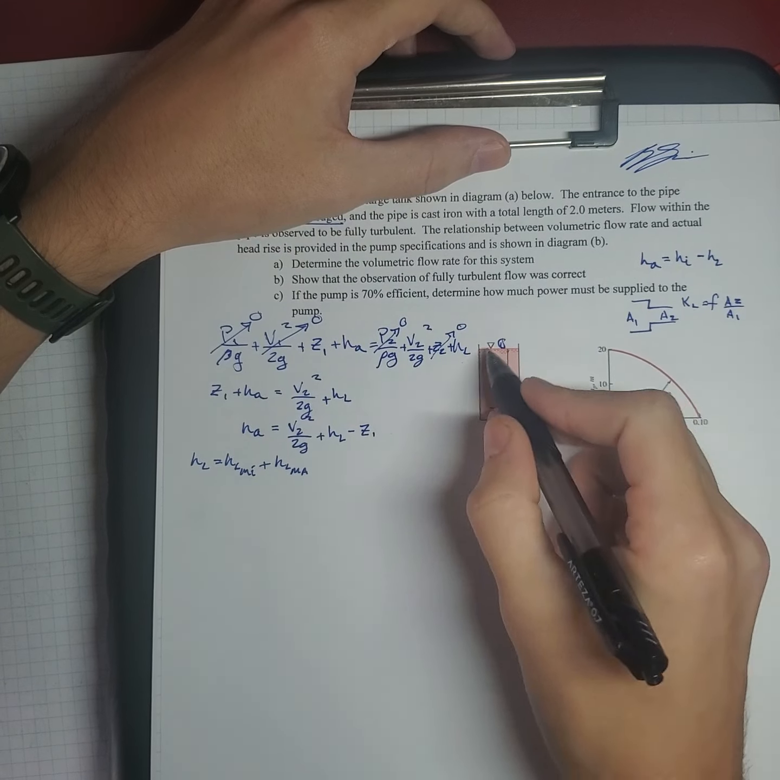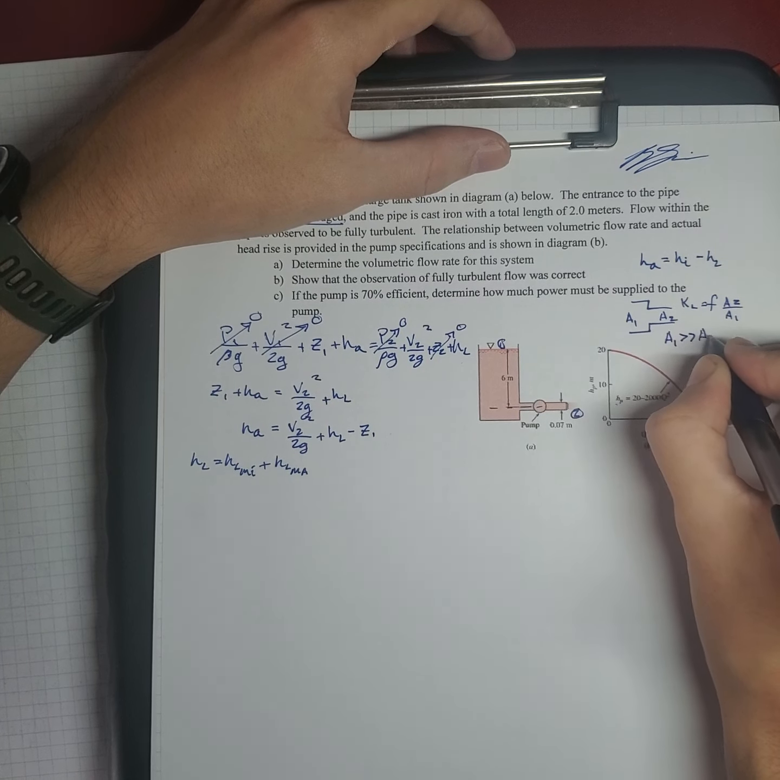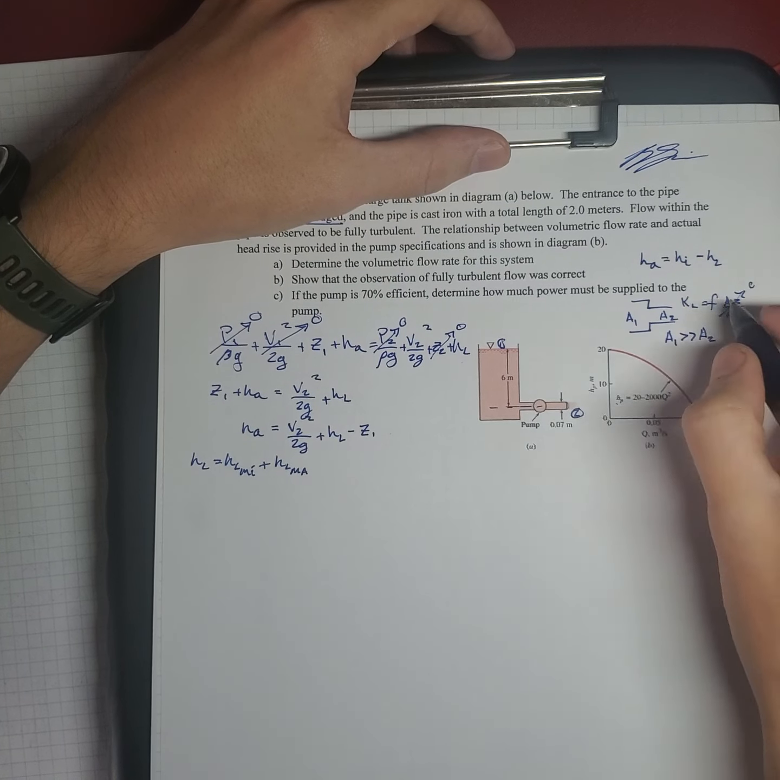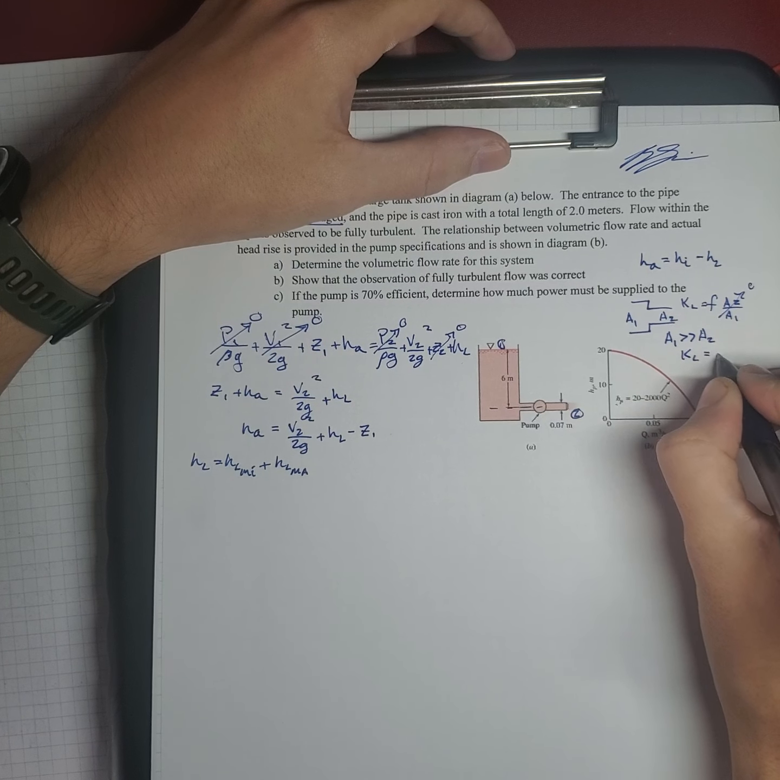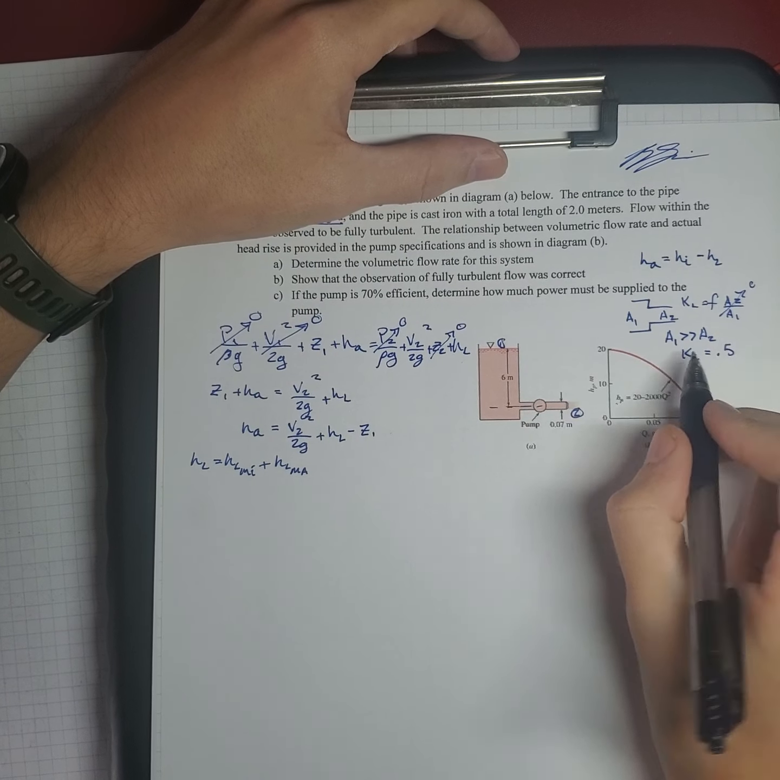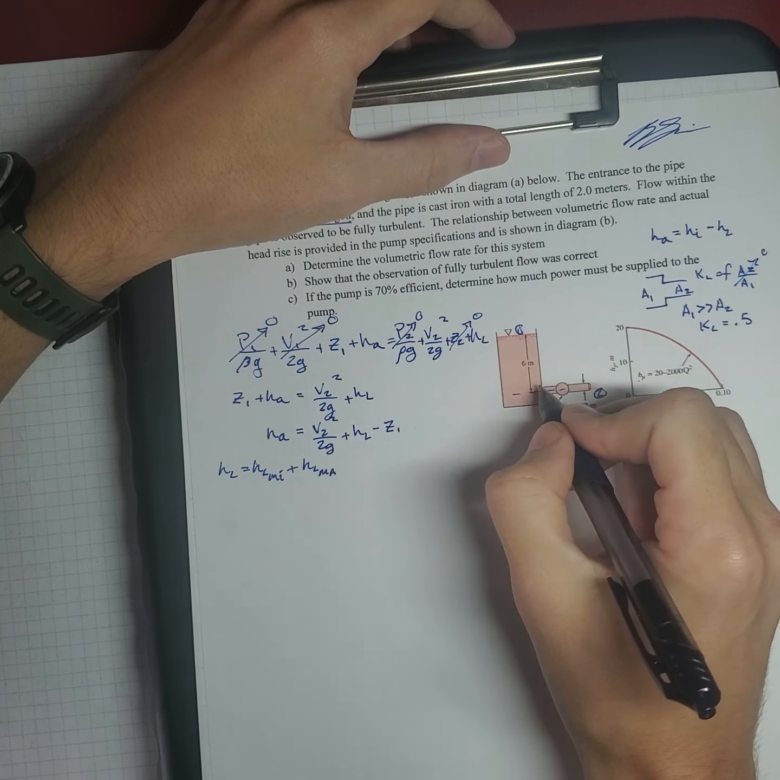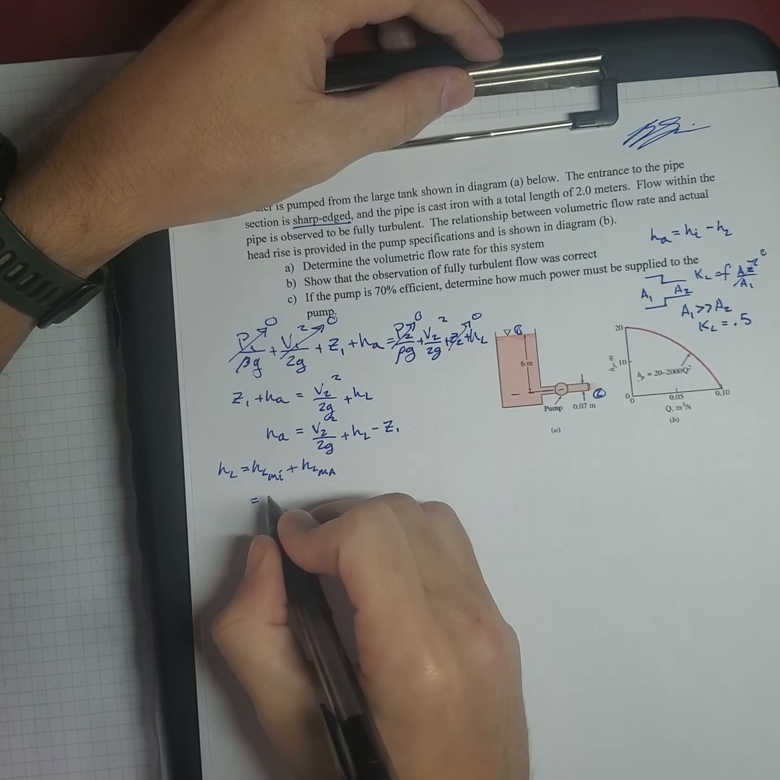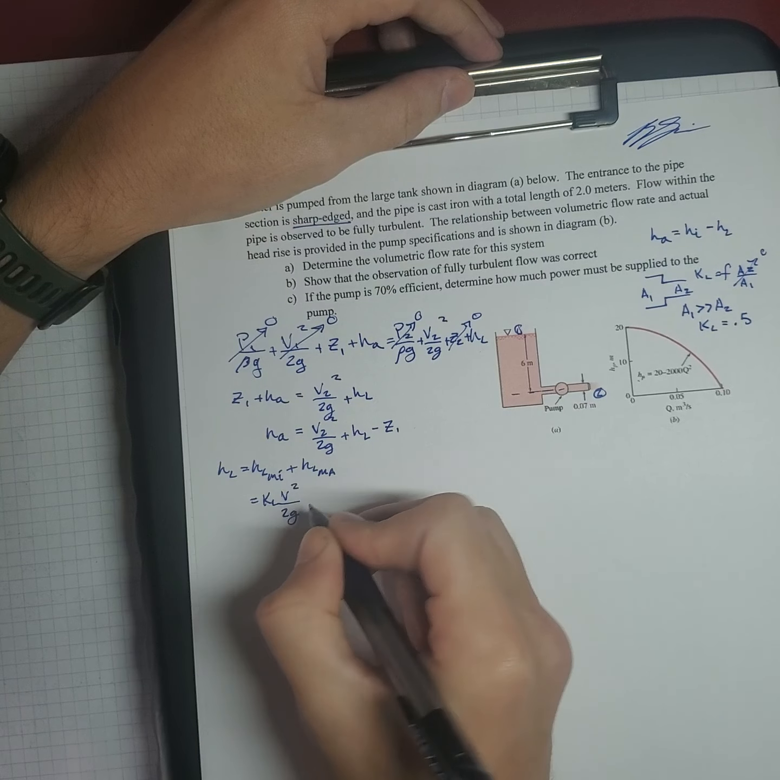We do not know this specific area, but what we can say is A1 is much greater than A2. Therefore, we will approximate that to be 0, and at 0, KL of a sudden contraction is equal to 0.5. The overall head loss equation for a sharp-edged sudden contraction will be equal to KL V squared over 2g.